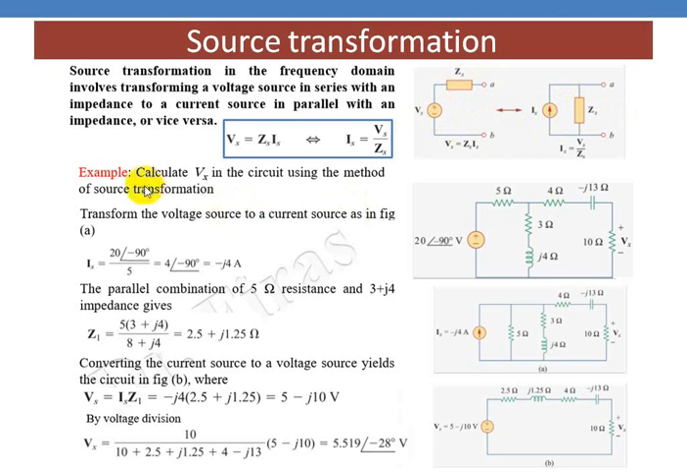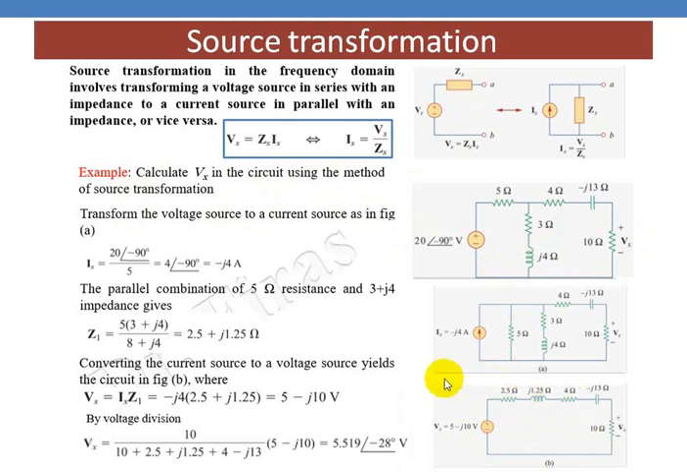Now consider this example. Calculate Vx in the circuit using the method of source transformation. So here you are asked to calculate this Vx. You have to use source transformation and do this. If you are going to apply source transformation, you have to reduce this circuit to this form. Then finally you can apply the voltage division rule and find out Vx.